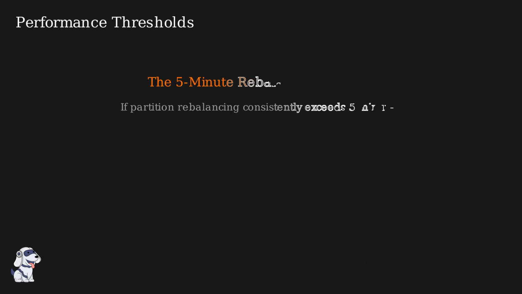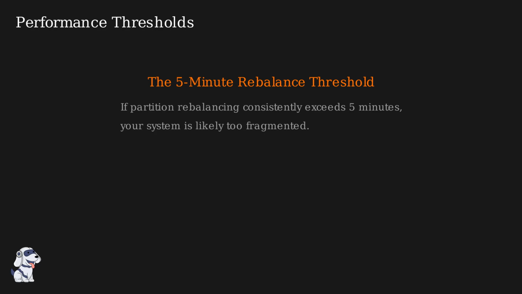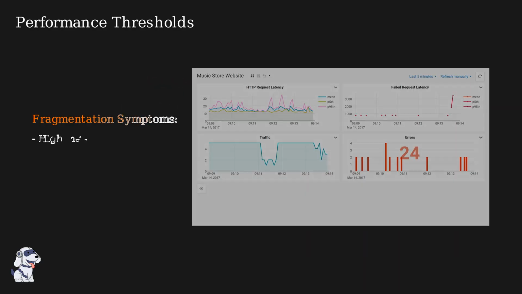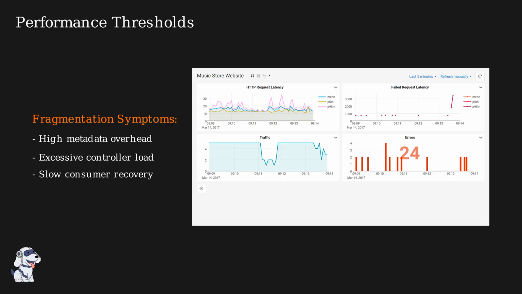In Kafka design, the rebalance time is a critical performance indicator. A core threshold to maintain is the 5-minute rule. If partition rebalancing takes longer than 5 minutes, your system is likely too fragmented. When design is too fragmented, you observe metrics degradation. Watch your request latency and error frequency.